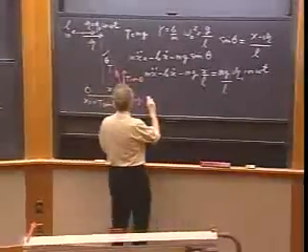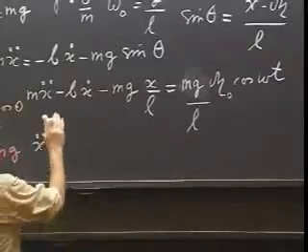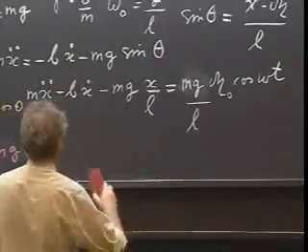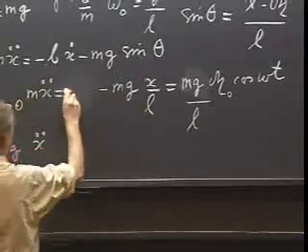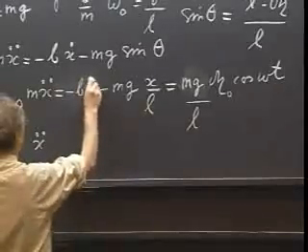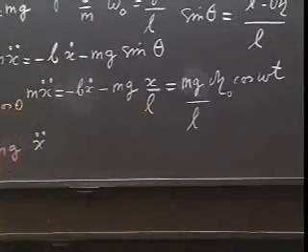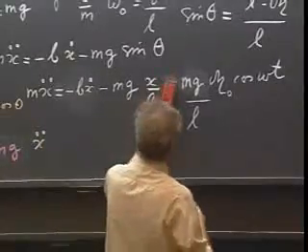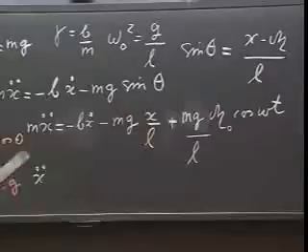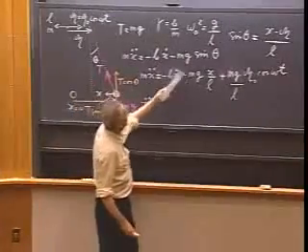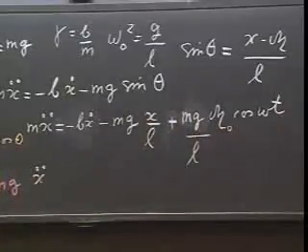Now I'm going to divide by m, so I get x double dot. There's an equal sign here. You should not be sleeping. You're not supposed to sleep. This is an equal sign, minus b x dot, right? We're in business now. You're all sleeping, my goodness. m x double dot minus b x dot minus mg times x over L, and then the minus and the minus becomes plus. All right, try not to sleep.